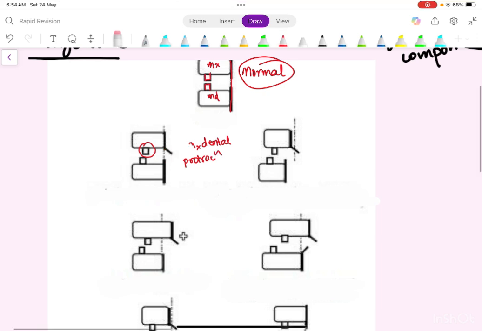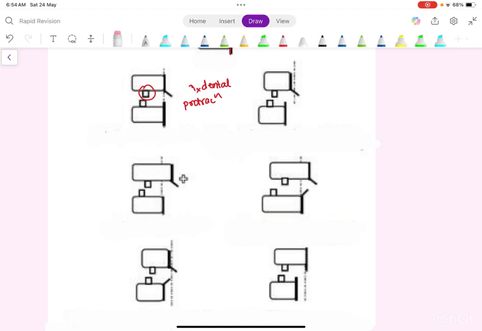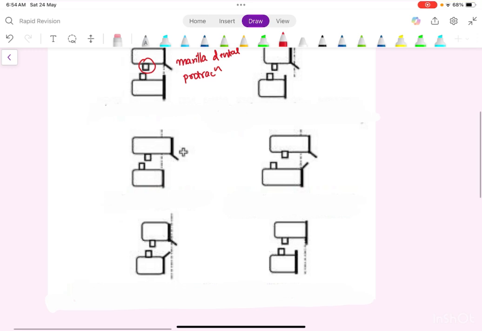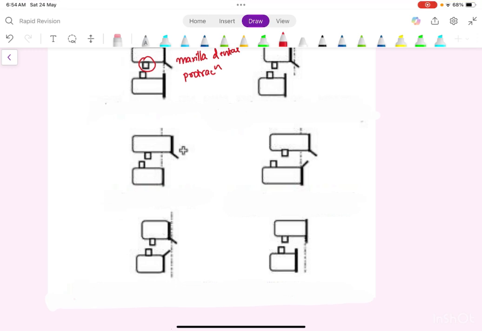All right, now look at the next one. Maxillary dental protraction. Now look at the second one. Here this is our normal line of occlusion and the maxilla is in front of it. So the maxilla is proclined, but the mandible is right there. So you just have to know that this is mid-face prognathism.